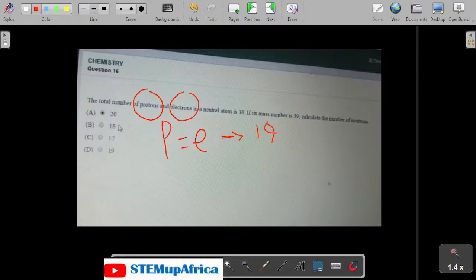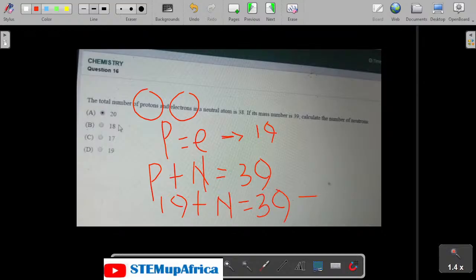So if the mass number is 39, what is the number of neutrons? We know that the mass number is the proton plus the neutron, so 39 equals 19 plus the neutron. It simply implies that the neutron is 39 minus 19. The answer will give us 20. So option A is the correct answer.